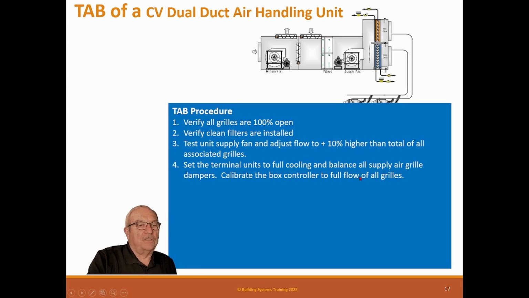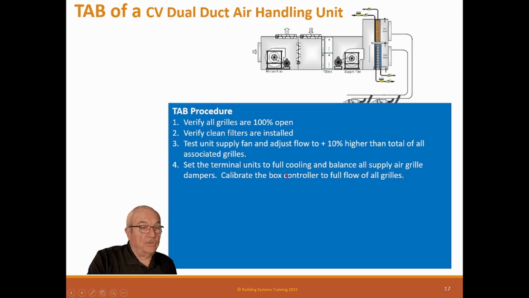Calibrate the box controlling the full flow to all the grills. Now, you don't actually have to do this. You can let it just be wherever it's going to be for temperature and balance it, because flow is constant. It's a constant volume device. However, in these newer systems, we don't have pneumatic actuators. We have boxes. You still have to calibrate the box. So there is a procedure to do that.